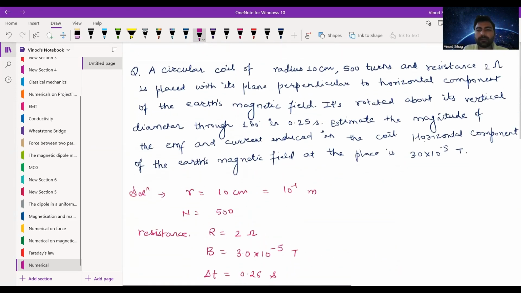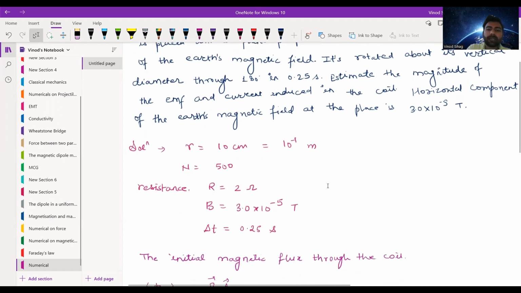Now our task is to find out the final flux. In case of the final flux, the coil is rotated about its vertical diameter. The circular coil was like that, and now its vertical diameter will be like that. So it is flipped, and the orientation will be like that. Now this time the area vector will be in this direction, and the horizontal component of the Earth's magnetic field will be in the opposite direction. So in this case theta will be 180 degrees.